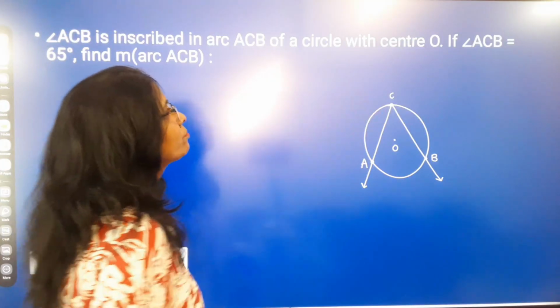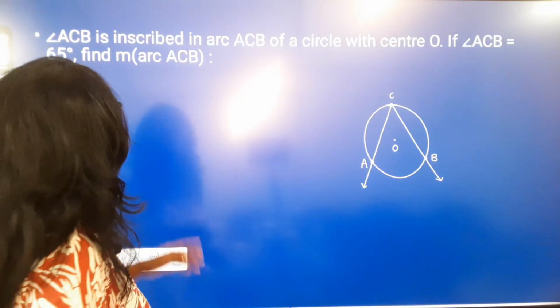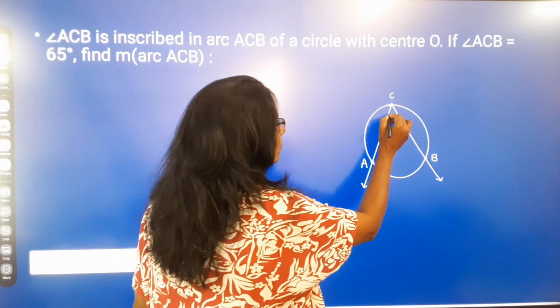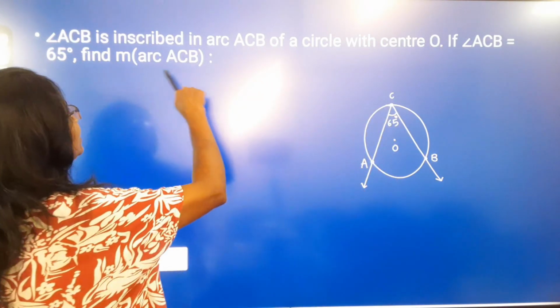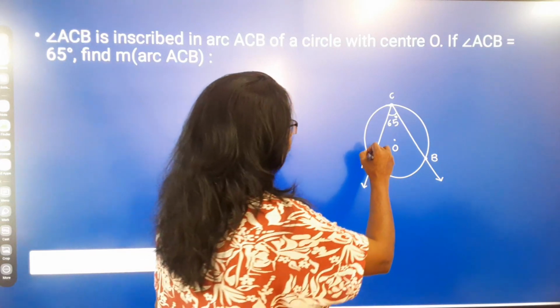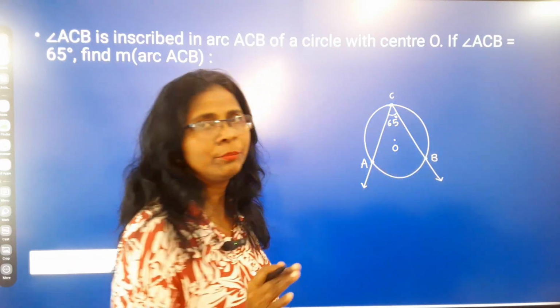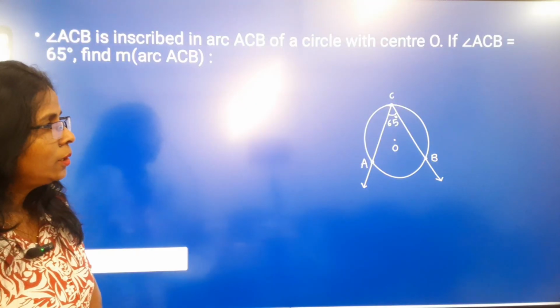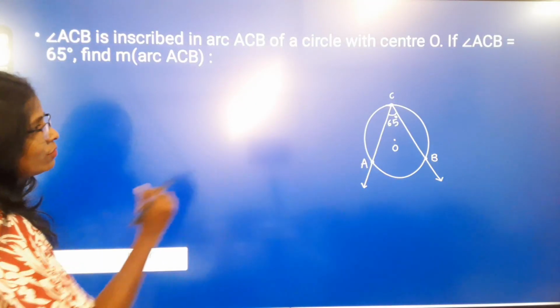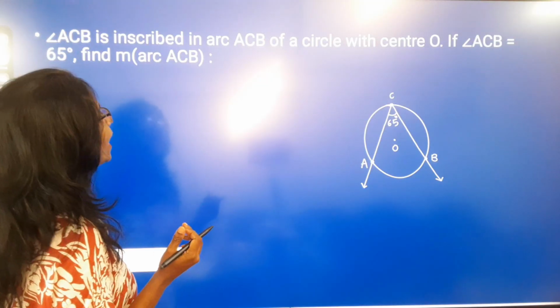Okay, and then if angle ACB is equal to 65 degree, this angle ACB is equal to 65 degree, and then major arc ACB. We have to calculate the major arc ACB. Okay, already we did this example. Okay, so now let us see how can we calculate this major arc ACB.